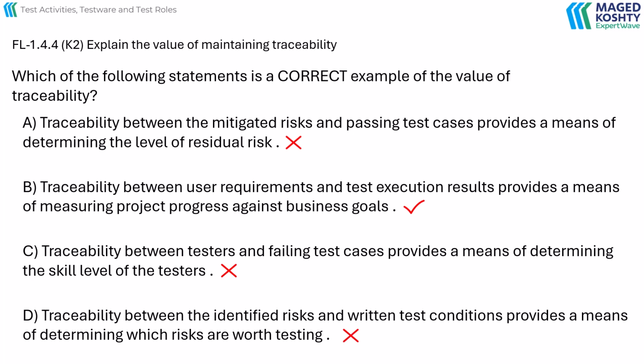This is not correct. The traceability between the known risks and the written test conditions lets you know what other test conditions need to be written. It is part of risk management and risk mitigation, in particular, to figure out which risks are worth trying. We will talk about risk in Chapter 5. The correct answer is B. Again, watch this video again after you're done with the risk videos in Chapter 5. It'll make sense to you then.